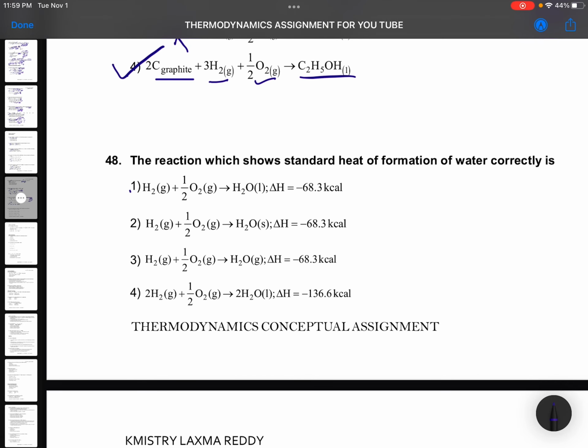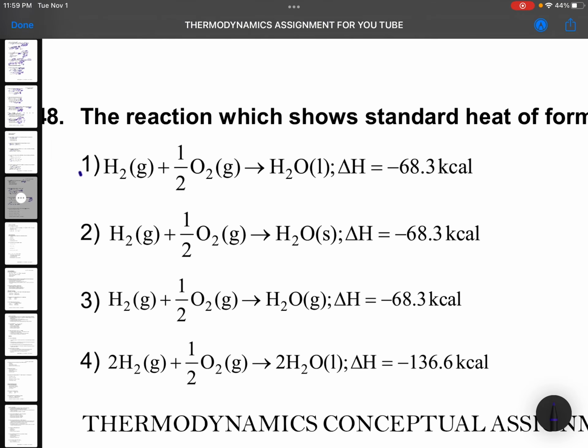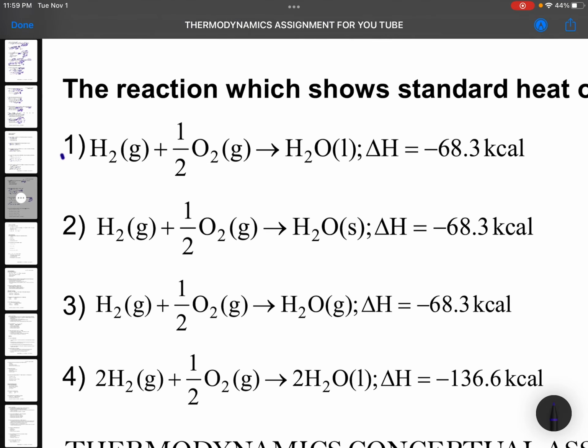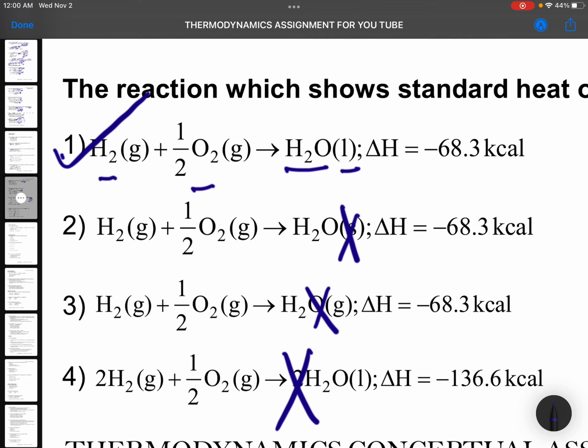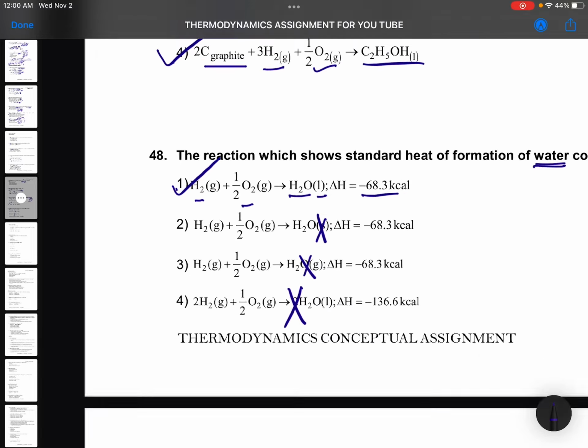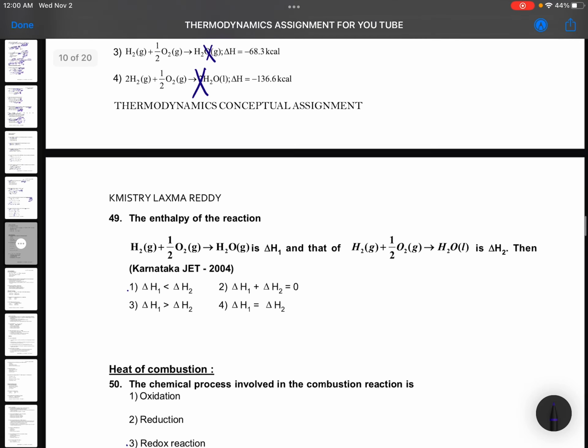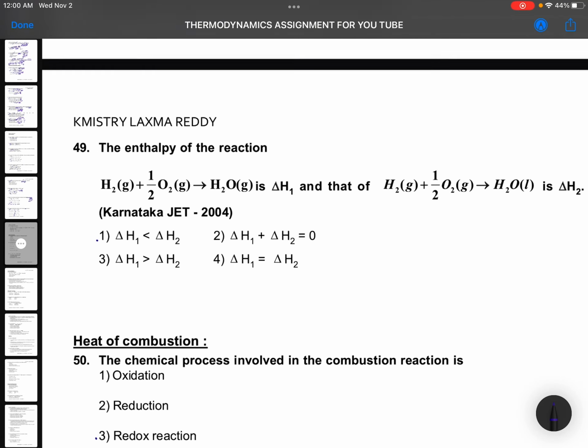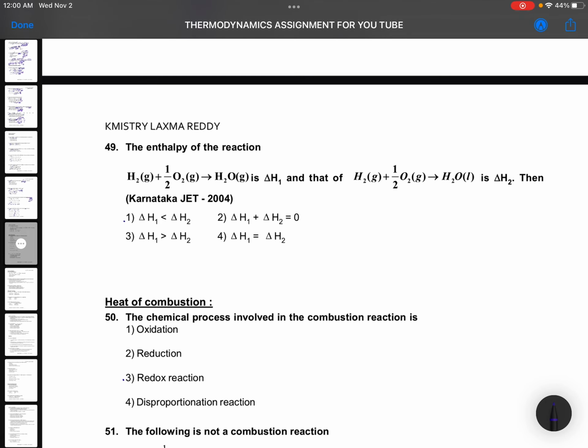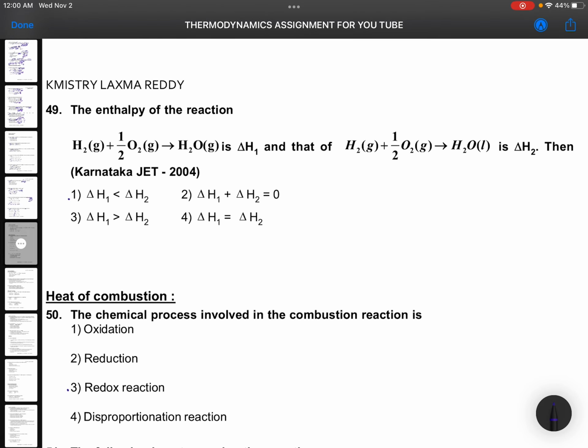The reaction which shows standard heat of formation of water. Water means H2 plus O2 gives rise to H2O. This is solid, not possible. Gas, not possible. 2H2 plus O2 giving 2 moles of H2O, not possible. So this is your option: 1 mole of H2O in the liquid state coming from constituent elements. So the heat is called heat of formation. 2 more questions we'll check and we'll take a short break.